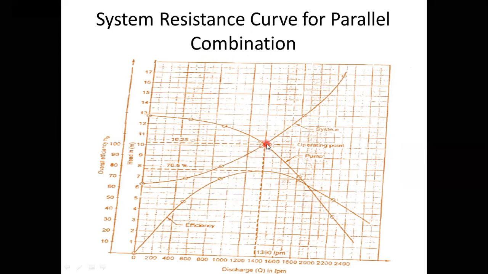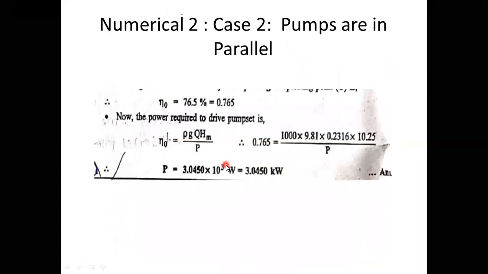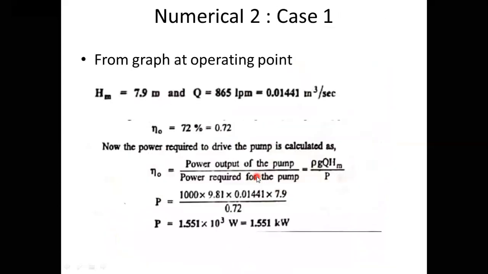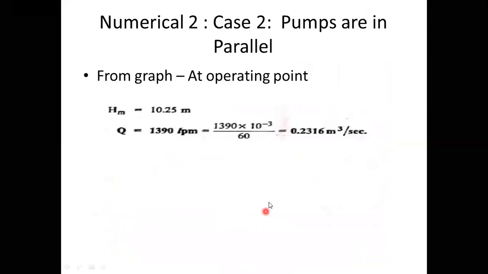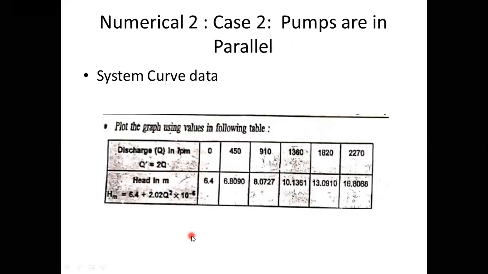Again we have to take the vertical projection from the operating point, then horizontal projection from the operating point, and you have to find out where the vertical projection from the operating point intersects the efficiency curve. You have to measure that efficiency over here, that is 76.5. So at operating point we will get HM 10.25 meter, and overall efficiency 76.5, and then you'll get the power over here. So the power is 3.045 kilowatt. Initially power is 1.5, and for the two pumps the power is simply double, 3.045. So this is a system characteristic curve and you can find it out.